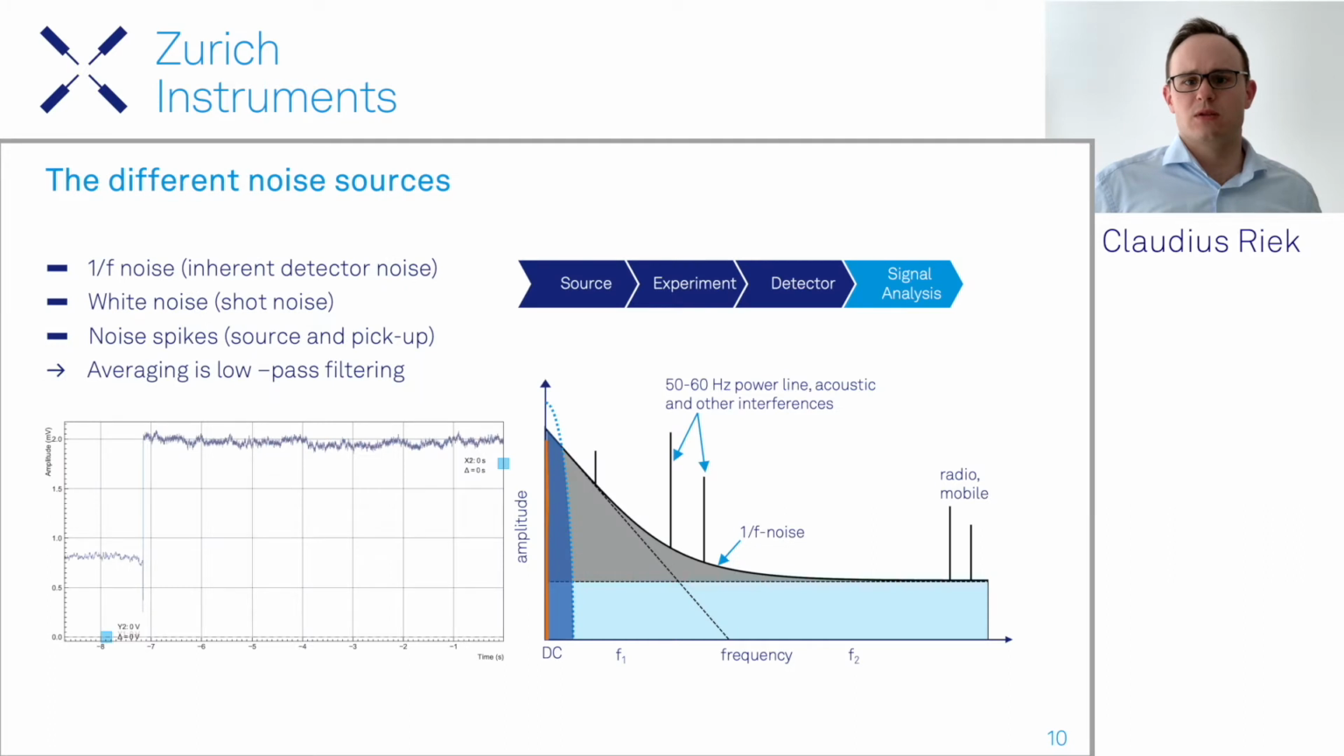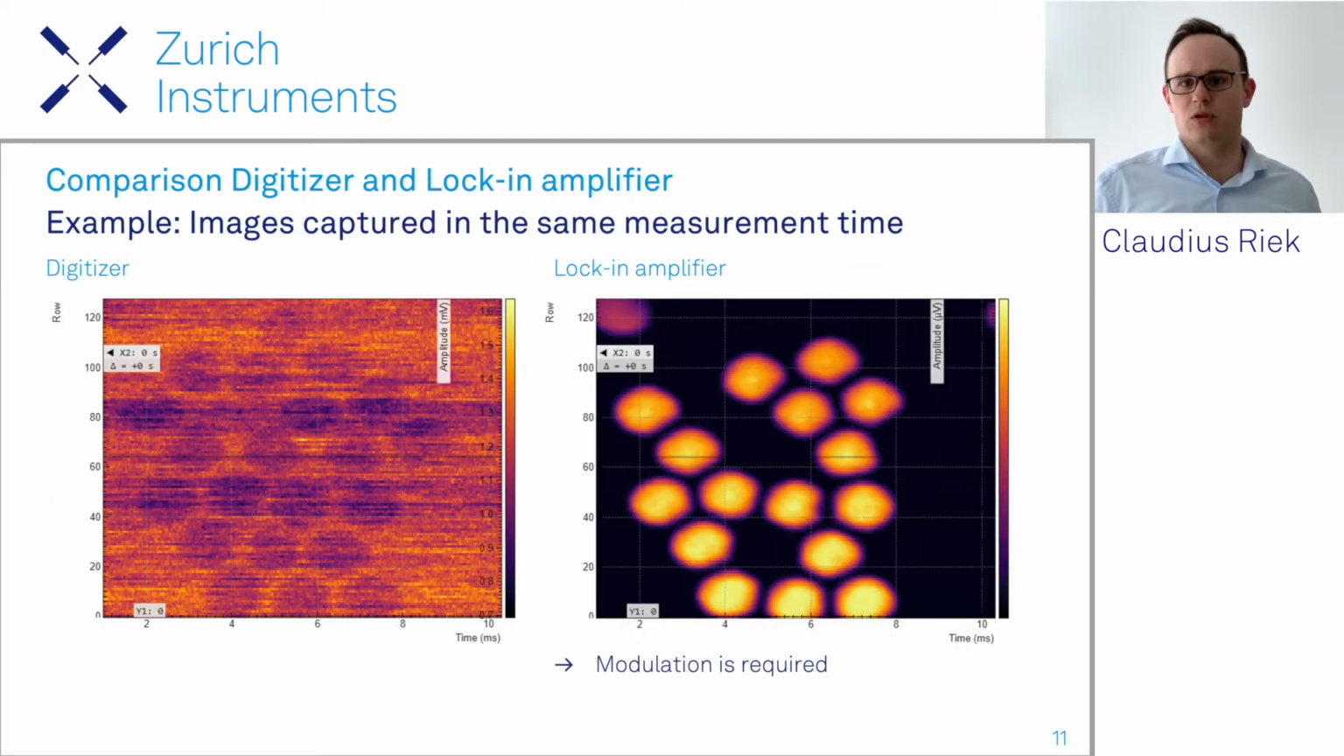So therefore, the first approach is, okay, we digitize and average. If we digitize and average, this is basically like using a low-pass filter around more or less DC. And there we see the inherent noise sources, which is first of all the 1 over F noise, which is the inherent detector noise, and which goes then over into the white noise source, and the spikes we see. If we only average and digitize, we capture the part of the signal where we have the highest noise, and I would like to show you how this looks.